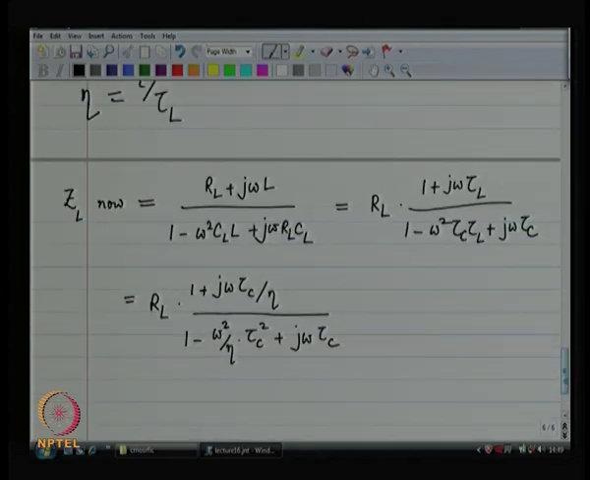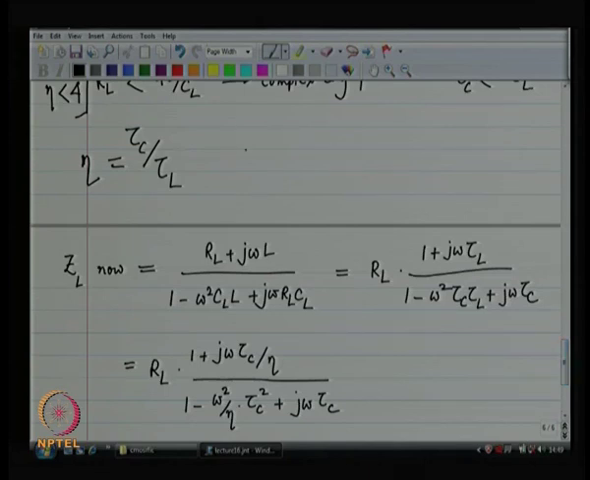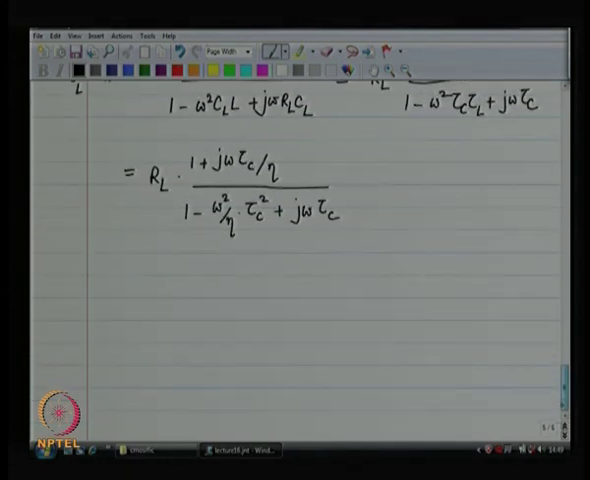Okay. So, everything is in terms of tau C and eta. Tau L is equal to tau C by eta. Okay. So, this is my load network. Now, if you examine the load network, earlier it used to look like this.